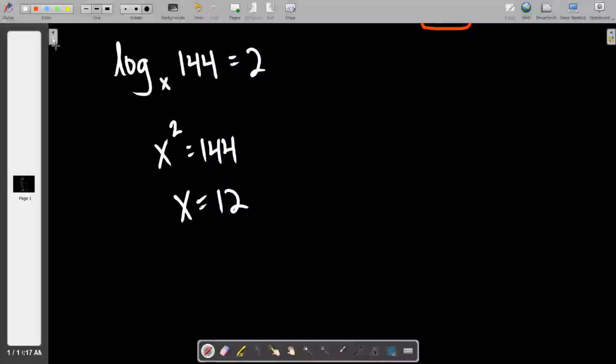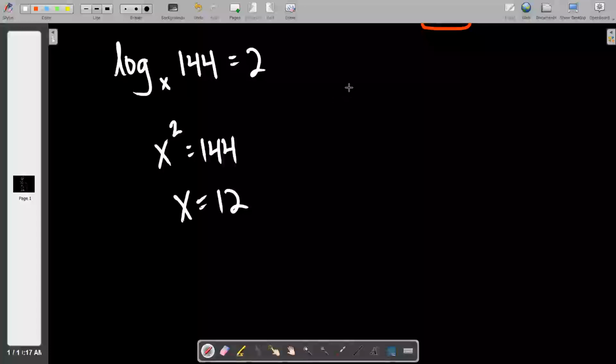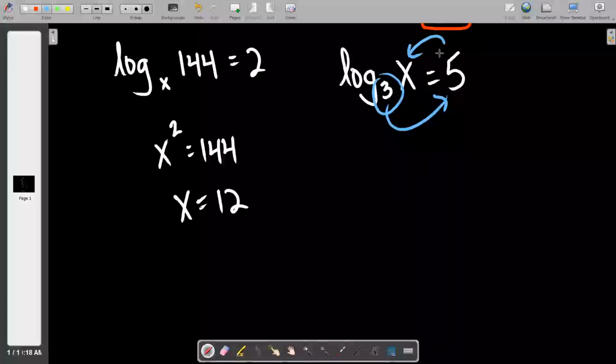The next question I think is just as simple. If you water cycle it out, it starts as log base 3 of x equals 5. You just have to know your fundamentals, and the fundamental, in case I didn't make this clear, is this to the this equals this. There's that water cycle. I haven't drawn it in a while. So it says 3 to the power of 5 equals x. Oh, 3 to the 5th, I know that guy. That's 243.